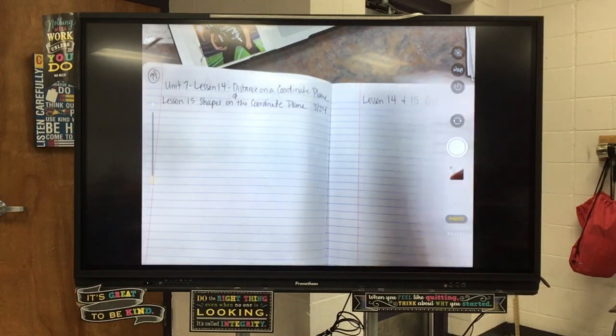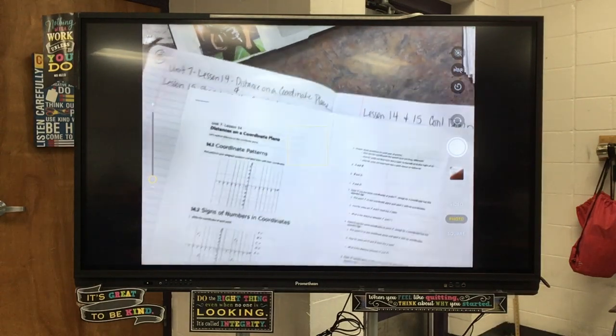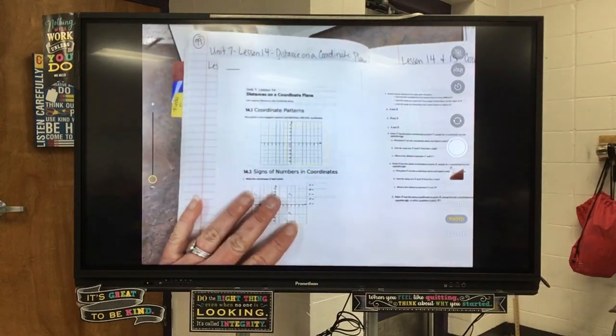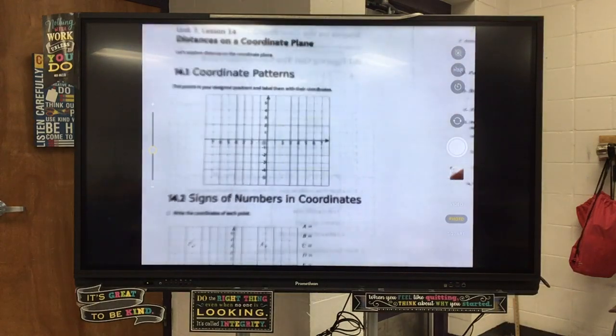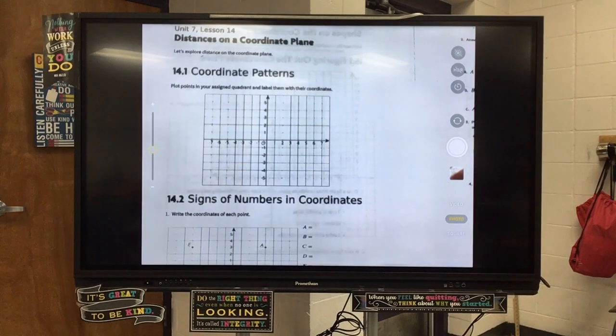All right, so let's go ahead and get started with this lesson. We may or may not finish both of these lessons in math today. So if we do not finish it, we'll just move it into science and push science back a little bit because we don't have a whole lot to do today.